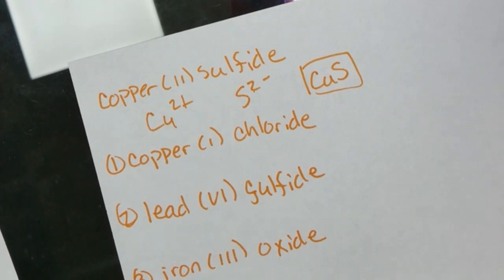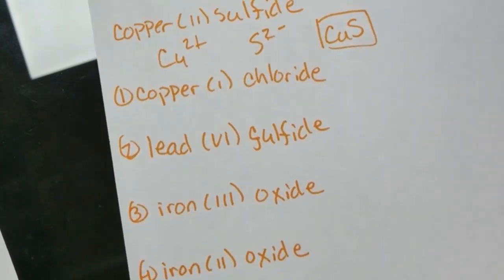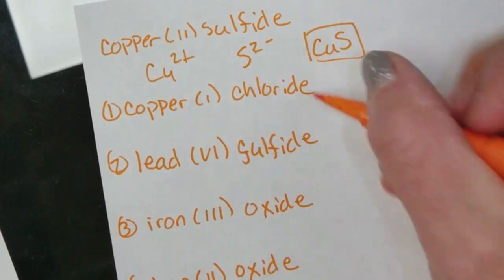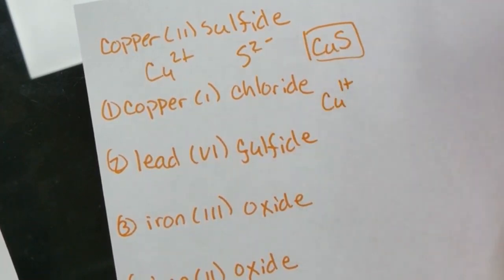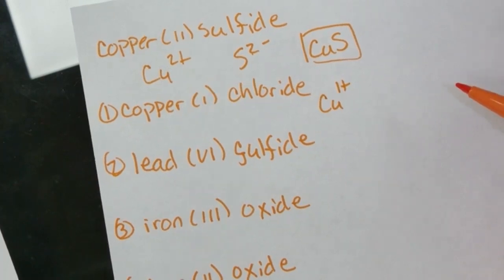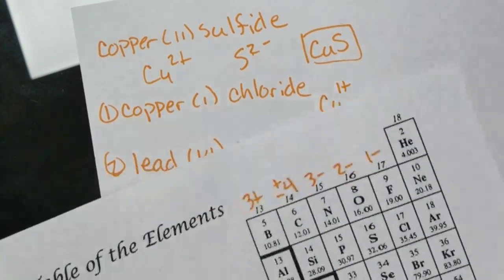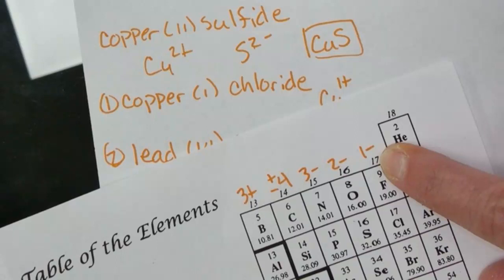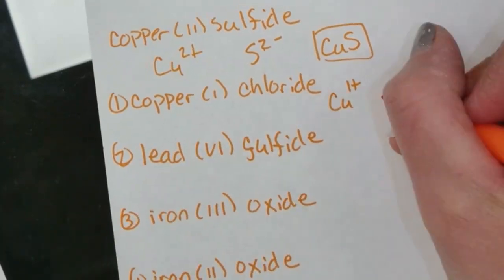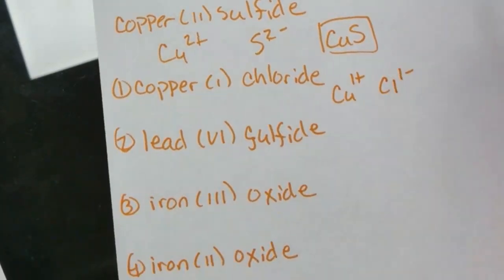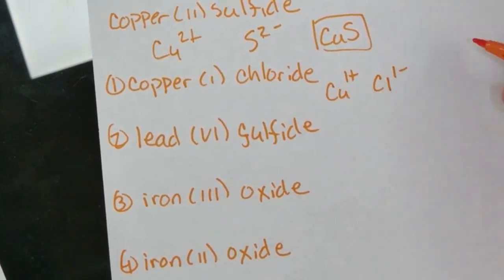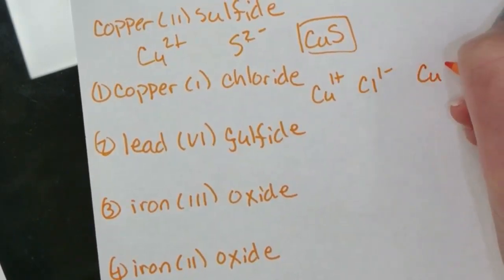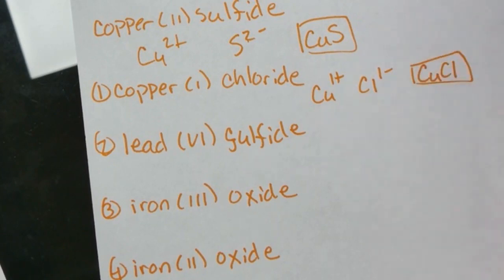All right, let's look at the examples on our worksheet. Copper 1 chloride, copper 1. That tells me that copper is a 1+. Chloride is a 1-. So we have a 1 and a 1. Both of those numbers are the same. I am simply going to rewrite my symbol.